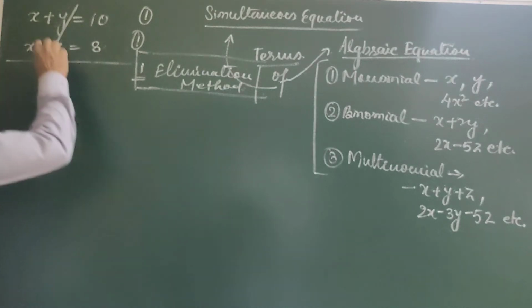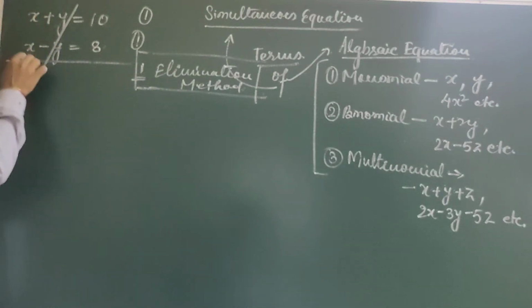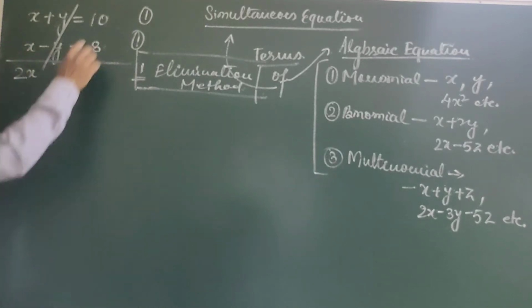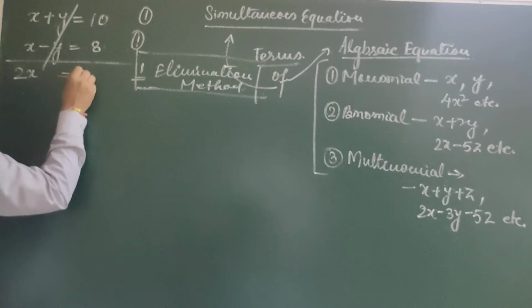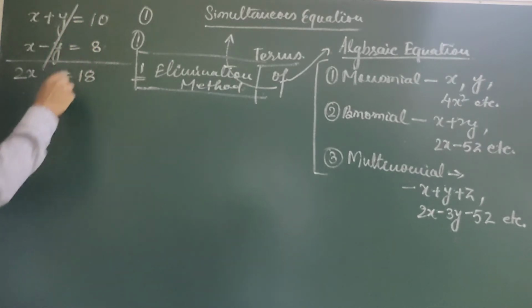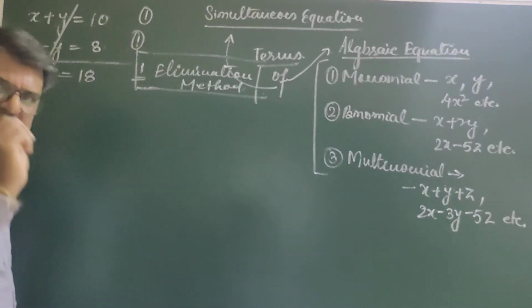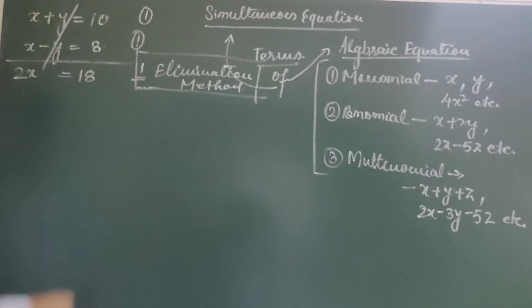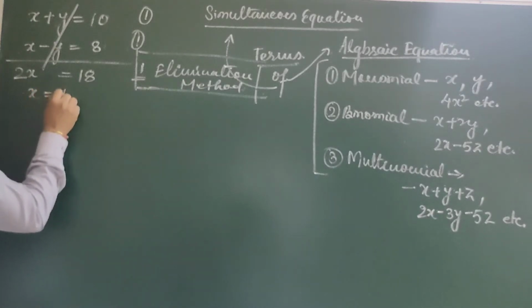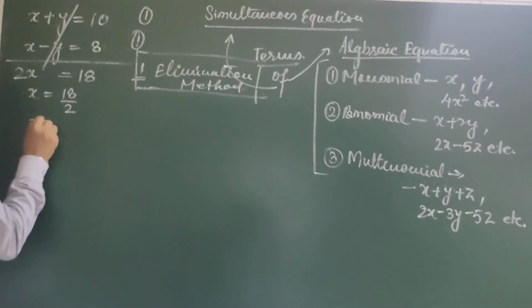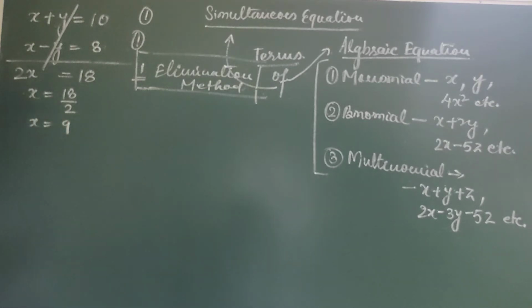Okay, now in front of x, plus sign, nothing is given, that is plus, that means x plus x, 2x. 10 plus 8 equals 18, because in front of 10 and 8 nothing is given, that means both are positive, so the sum is 18. Now x equals 18 divided by 2. Now x equals 9.